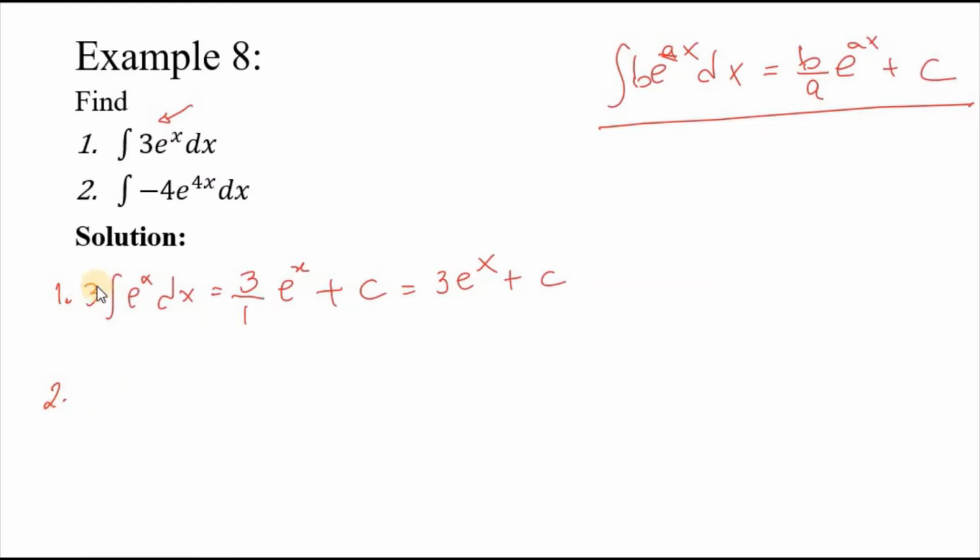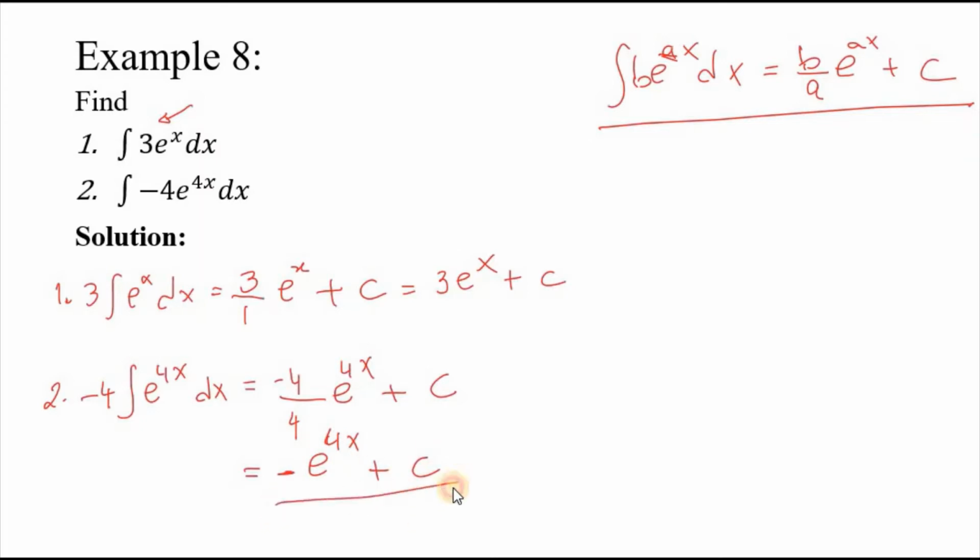Number 2, we're going to follow the same thing. So -4 comes out. We want to find the integral of e to the 4x dx, -4 out, and we have to divide by the coefficient of the exponent of the exponential function, which is 4, keep the exponential function as it is, and then add a constant. To simplify this, this becomes -1 e to the 4x plus c. And that will be the final answer.